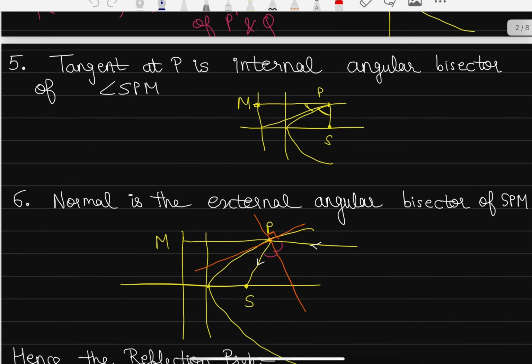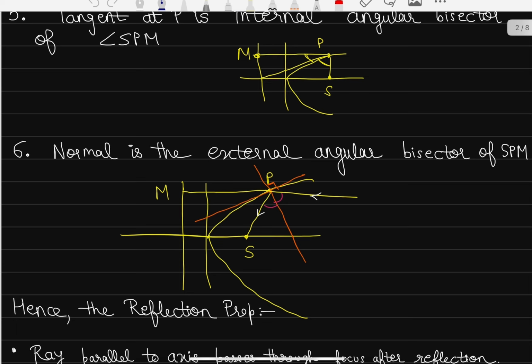Fifth property, tangent at P is the internal angular bisector of angle SPM, where M is the foot of perpendicular from P to the directrix. So this angle and this angle are equal. Next property, normal is the external angular bisector of SPM. So we will extend PM, and this is the tangent, this is the normal, so this angle is equal to this angle.